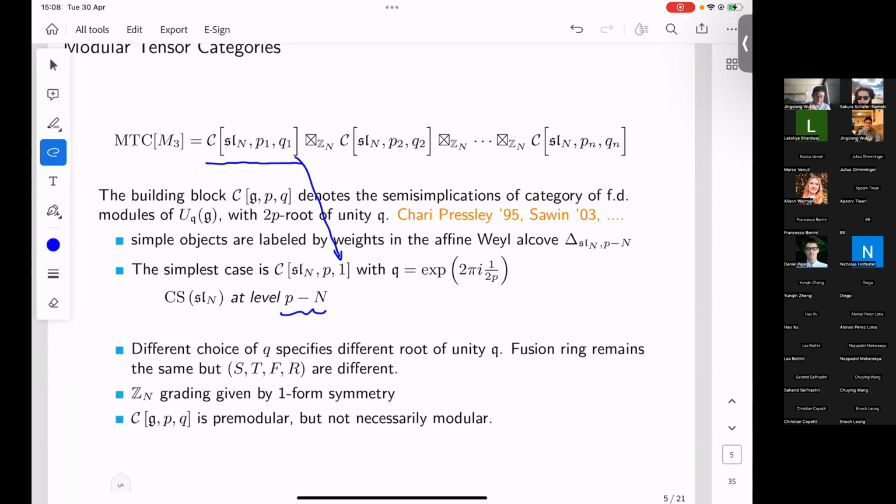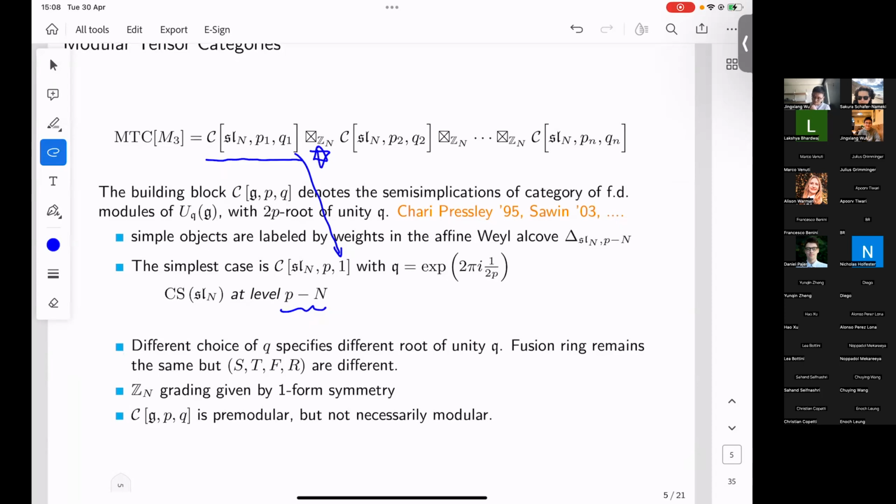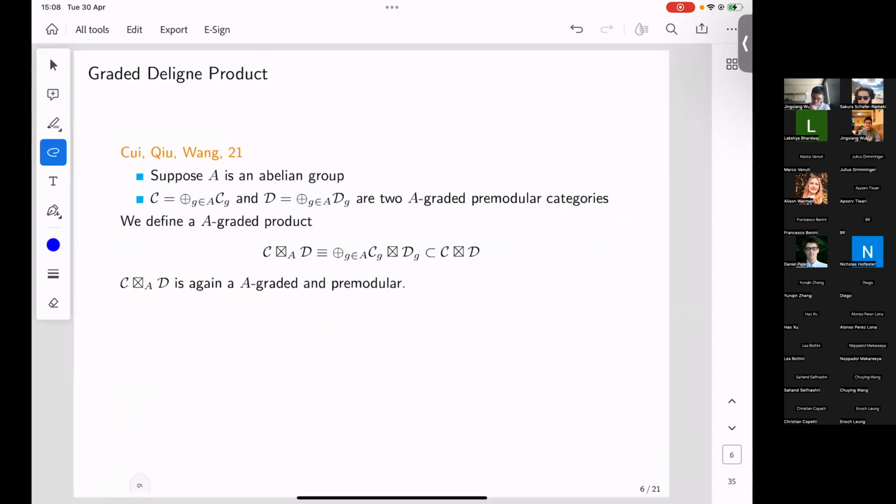Now, the final ingredient we need to understand this proposal is this product. To my knowledge, this product was first defined in the paper by Cui, Chiu, and Wang in 2021. The construction is very natural and simple.